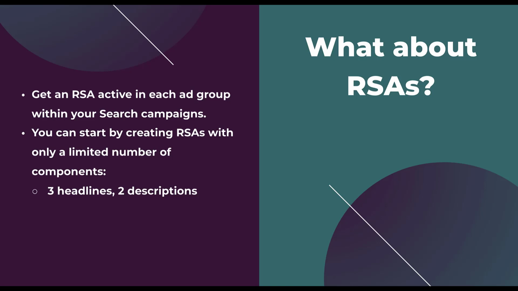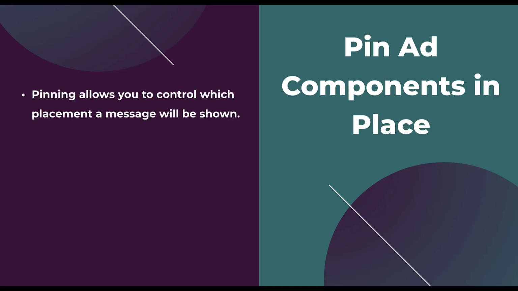That probably sounds pretty familiar because that's exactly what an expanded text ad is. So you can start to get responsive search ads in place with just your 3 headlines and 2 descriptions. Aside from limiting the number of components, there are some other ways you can control the message that comes from your responsive search ads. You can pin certain ad components in place in your responsive search ads, meaning you can tell Google that you want something to show only in headline 1 or description 1 or headline 2 or something along those lines. There are some controls we have over what messaging will show.